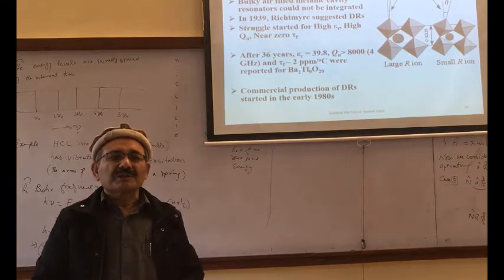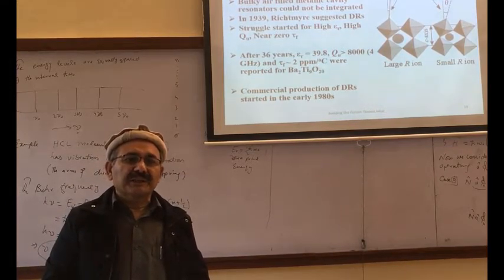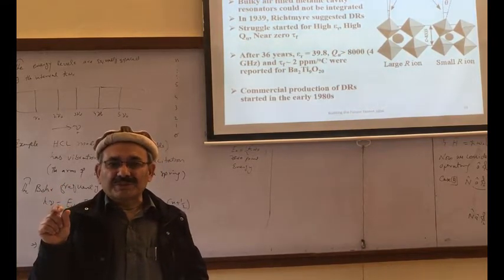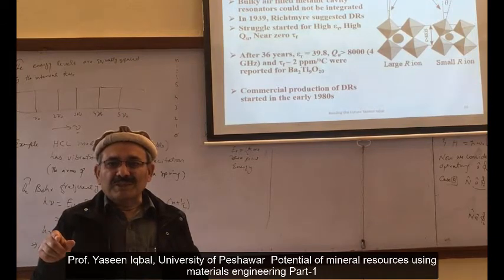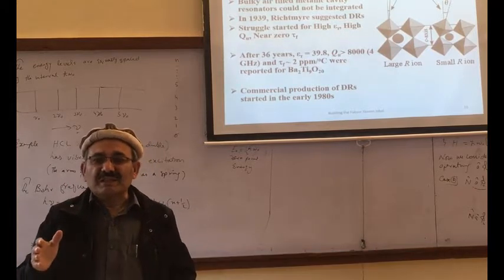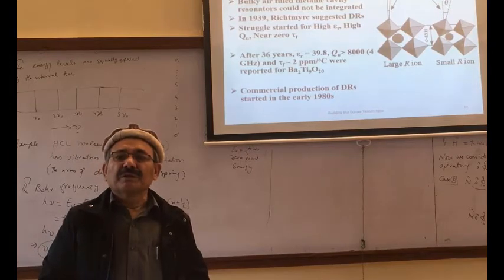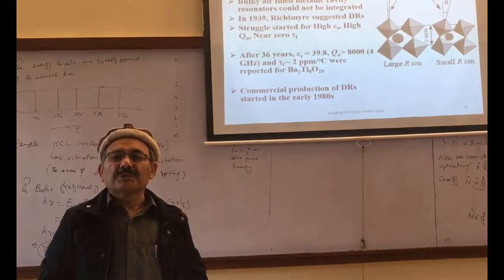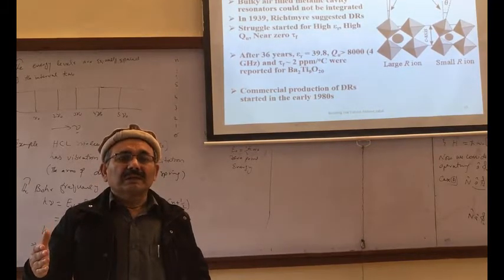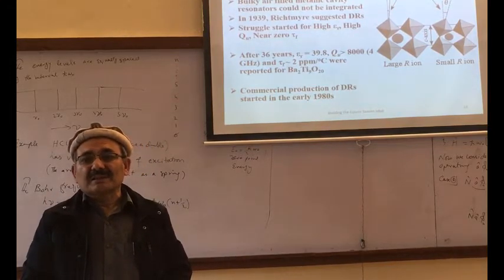So the target was to increase the dielectric constant or relative permittivity of the material, and that led to smaller components. The smaller the components, the lighter the weight will be, and the size of the circuit was inversely proportional to the square root of the dielectric constant. So the higher the dielectric constant, the smaller will be the circuit size.